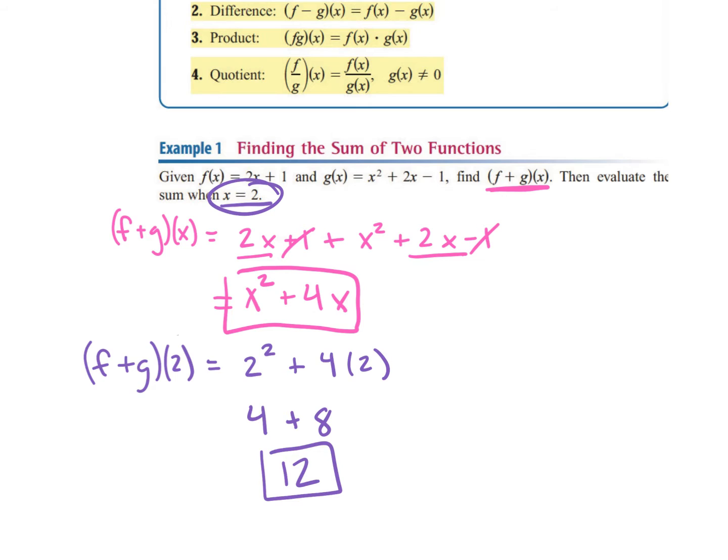So if I plugged it into f of x and then plugged it into g of x and added them together, you'll get the same thing. So you could do it separately and add them. This tells us that we add them, so plug it in separately and then add them together, you'll get 12 as well.